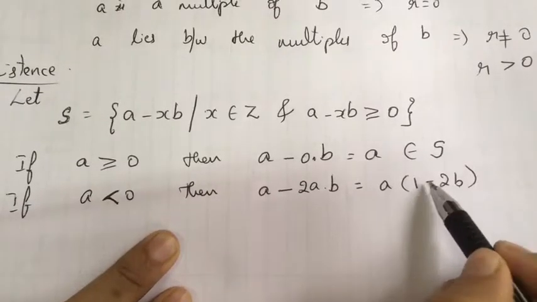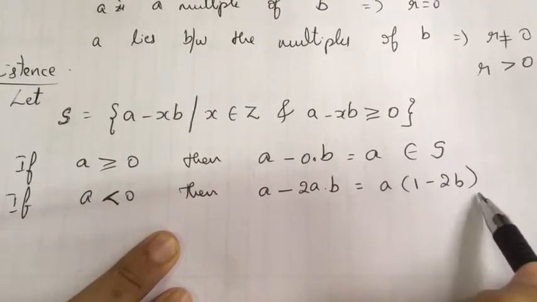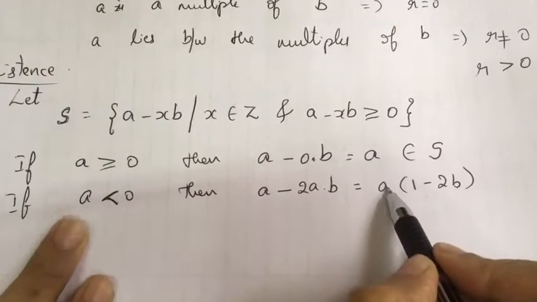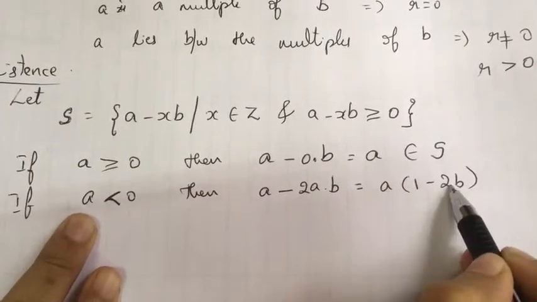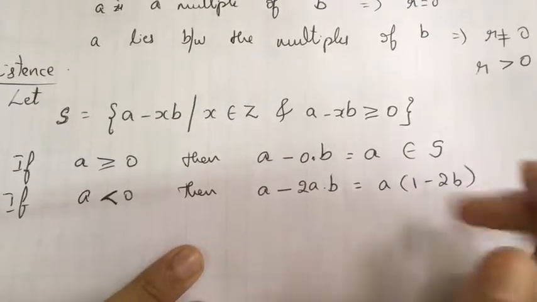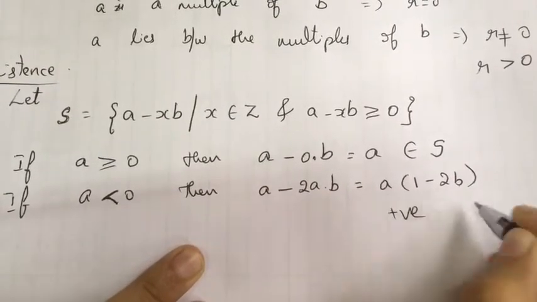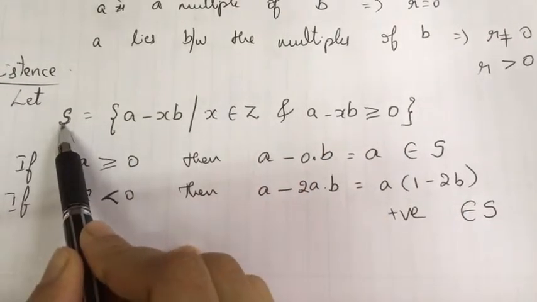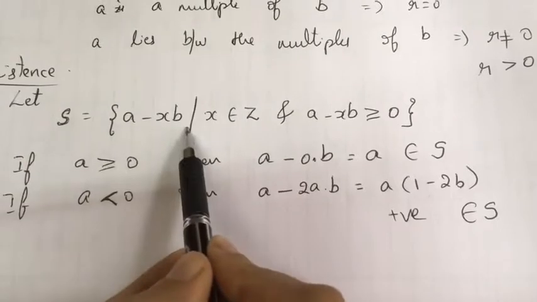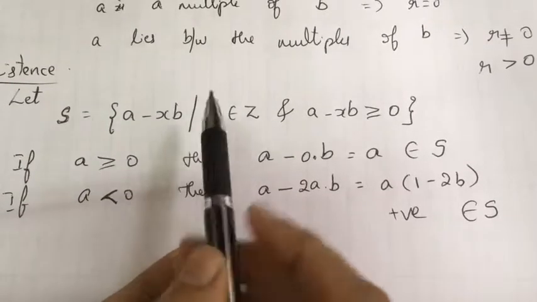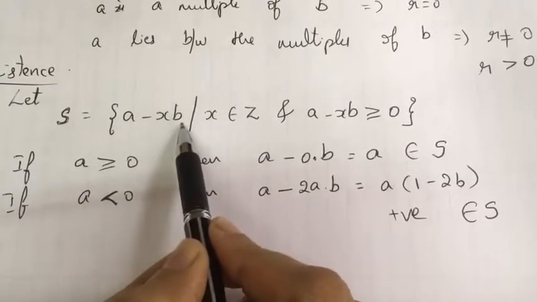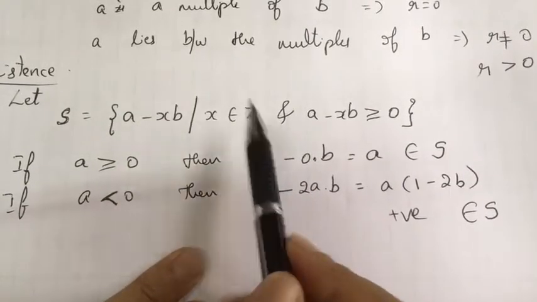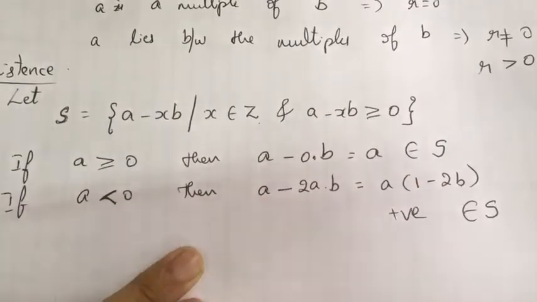So this is greater than 0. What happens? Minus 2B, this whole thing 1 minus 2B will be negative, and of course A is negative, so negative into negative will be a positive integer, right? It will be a positive integer, and of course it belongs to set S. That is what I have taken. Set S is the set of all integers such that A minus xb is greater than or equal to 0, where x belongs to Z. So my set S is non-empty.